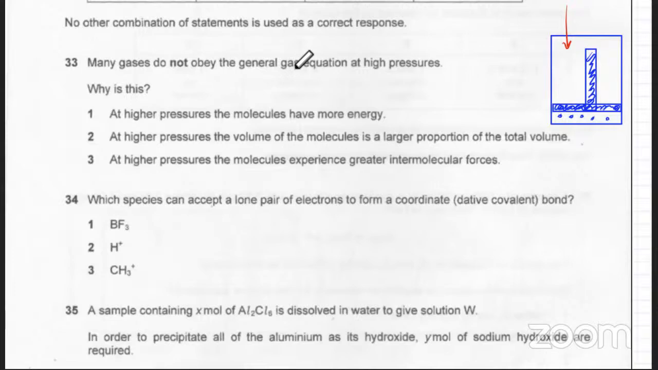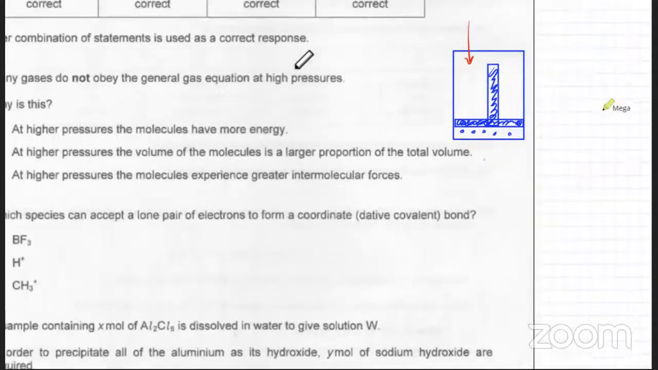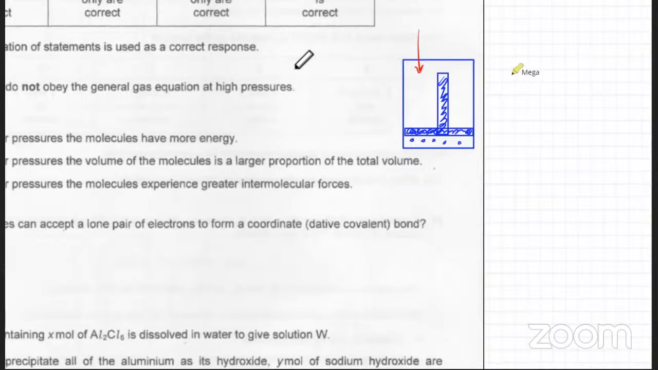And why would it not obey the general gas equation? Because the general gas equation states that PV is equal to nRT. One reason it doesn't behave as a gas is that now the particles are tightly packed at high pressure. But why does it not obey the general gas equation? If you look at the equation and n, R, T are constant, you're keeping the temperature constant, you're keeping the number of gas particles constant, then pressure is inversely proportional to volume, right? Is this clear? Yes, sir.